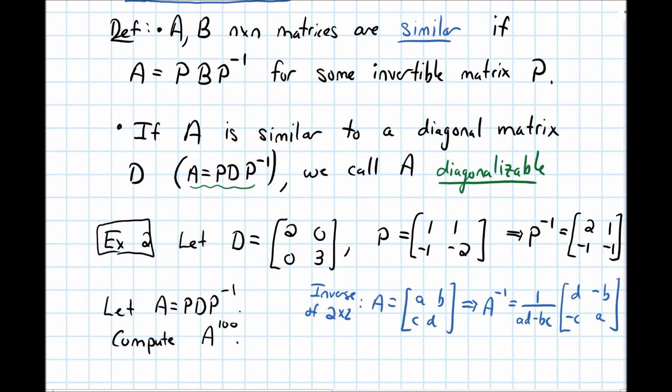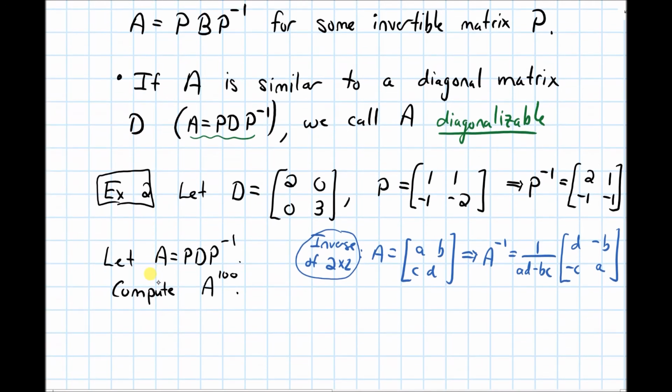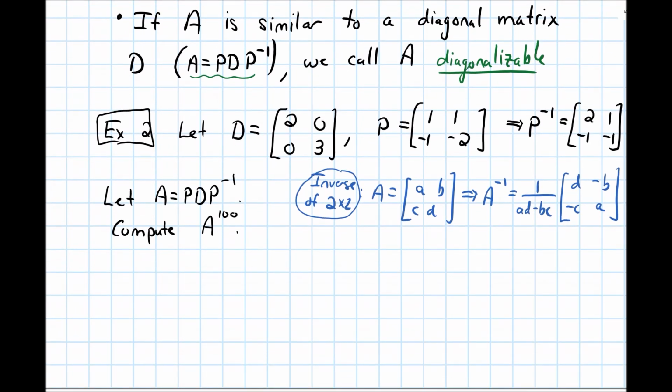And just for review, I've written down the formula for the inverse of a 2 by 2 matrix, and that's how I got this formula for P inverse. I don't want to spend too much time focusing on the details of that. We've talked about this before back in, I think, chapter 2, when we talked about the inverse of a matrix. Okay, so this is how I found the inverse of P.